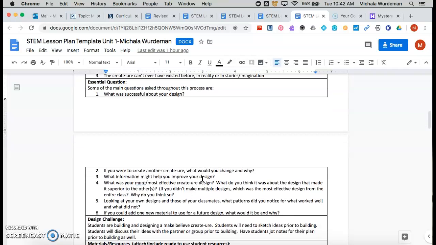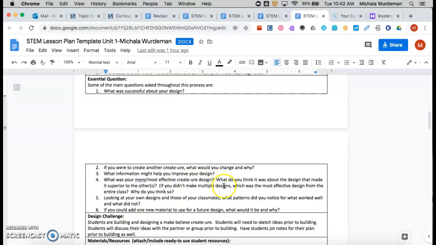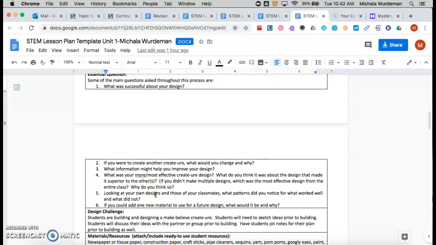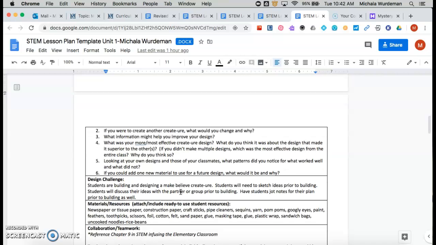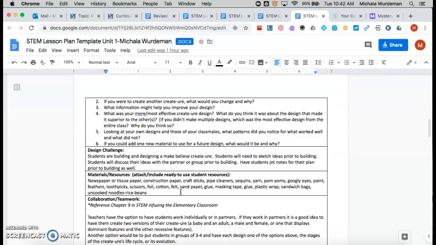Some of the questions that they're going to be answering towards the end: was their design successful? If they were to create another one, what would you change and why? What information might help you improve your design? What was your most effective creature design? Why do you think that design was superior to the others? So they're doing a lot of comparison with their peers for this project.